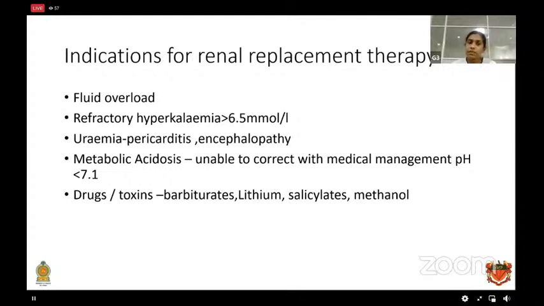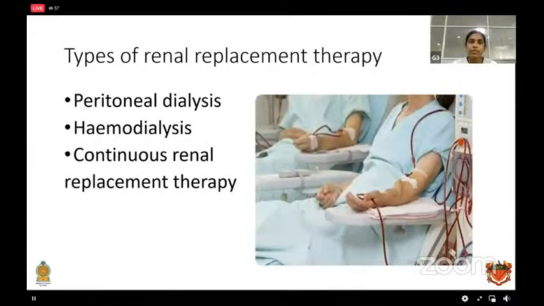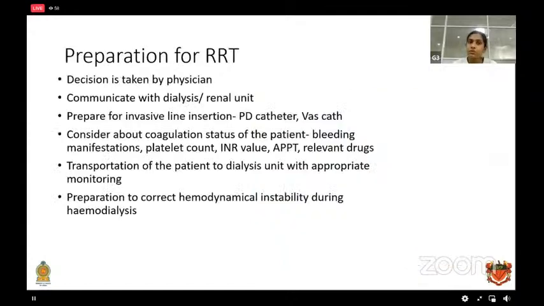And some drug overdoses, then again, another indication for renal replacement therapy. There are a few modalities commonly used in our country: peritoneal dialysis, hemodialysis, and CRRT, that is continuous renal replacement therapy. So it is again another topic. I'm not going to go into detail. But as a house officer, these are some of the things you have to really consider.